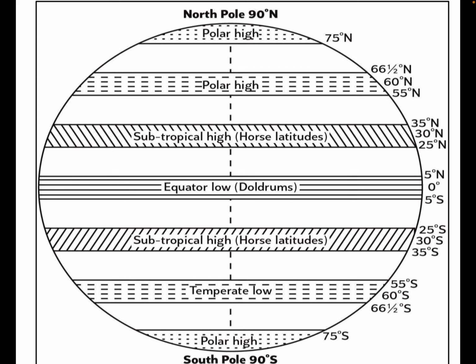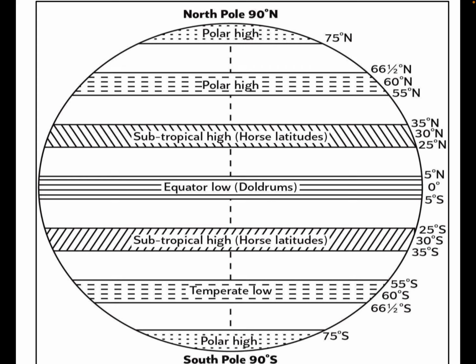So the subtropical high and the temperate low are the dynamically induced pressure belts, and the equatorial low and polar high, those two pressure belts, are thermally induced pressure belts.